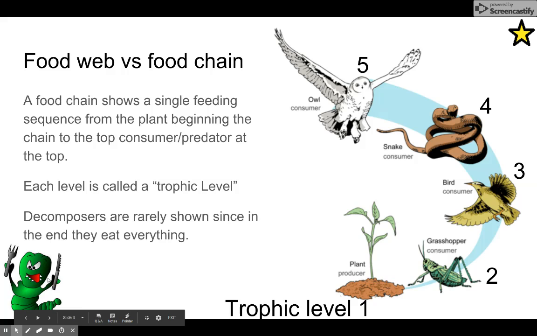Decomposers, like our hungry little earthworm here, are never put on the food chain for the most part because they connect to everything. And so they'll really mess up a food chain. But in the end, they get every one of these critters. So the worms really rule the earth.